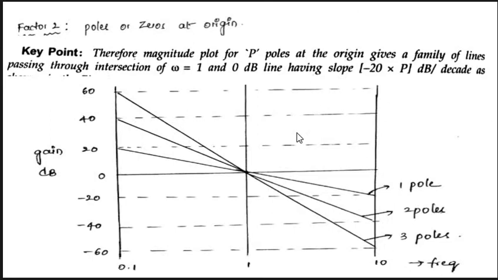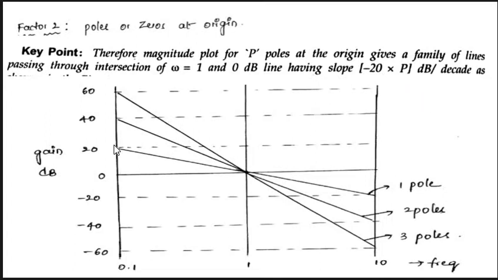If two poles are there at origin, p value is 2. So minus 20 into 2, minus 40 dB per decade. How does the gain decrease per decade now? 40 dB per decade, because p value is 2, minus 20 into 2 is nothing but minus 40.